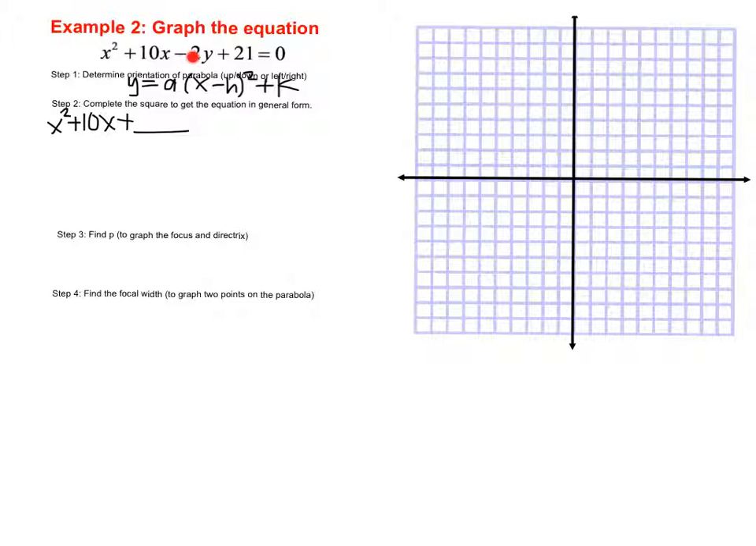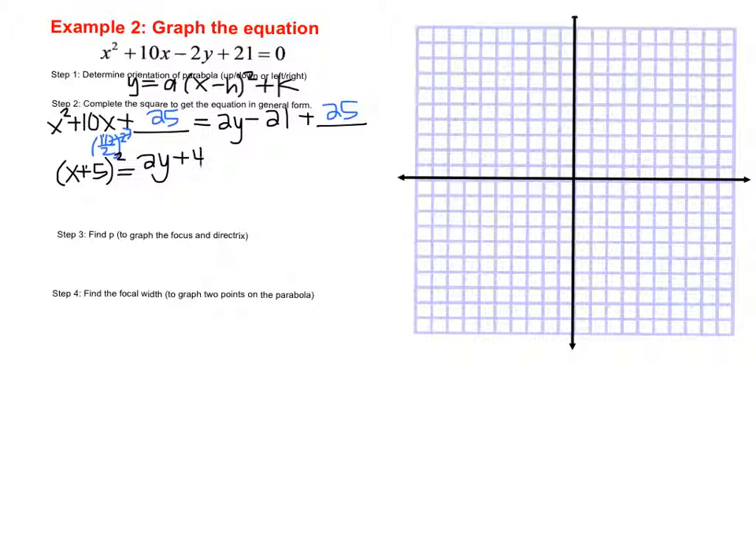But then I'm going to move the 2y and the 21 to the other side of the equation. So that means we add 2y, we subtract 21. And then we're going to be completing the square with the x values here. So this is our (b over 2) squared. That's (5 over 2) squared, or 25. We add that to both sides. Now the left-hand side is a perfect square. It's (x plus 5) squared. And on the right-hand side, when we do negative 21 plus 25, we'll get 4. So we get 2y plus 4.